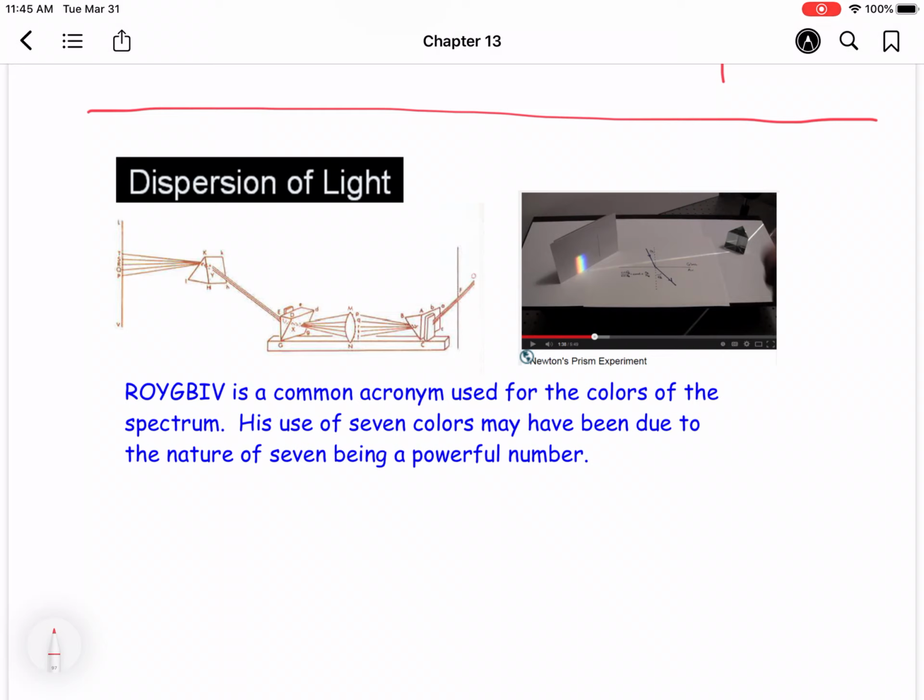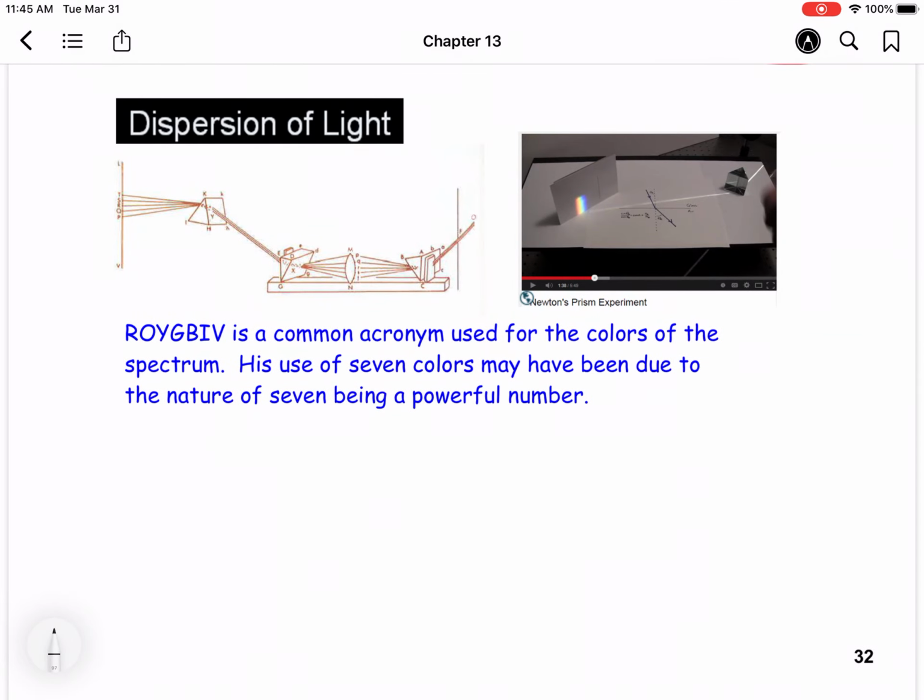But what we're getting is this concept that when we pass light through a prism, it's going to disperse. We're going to get dispersion of light, and I really wish I could show you guys this in the lab. It's pretty cool. You can actually disperse it and then undisperse it.